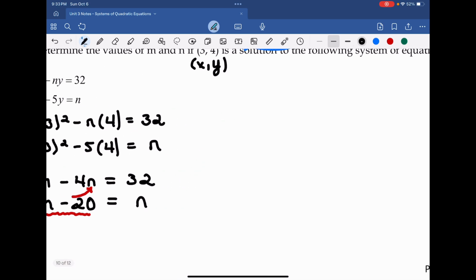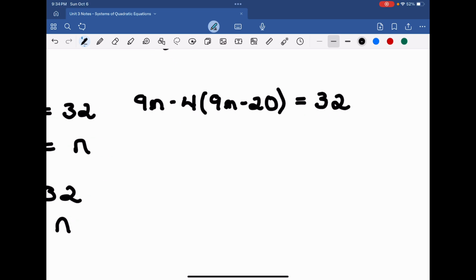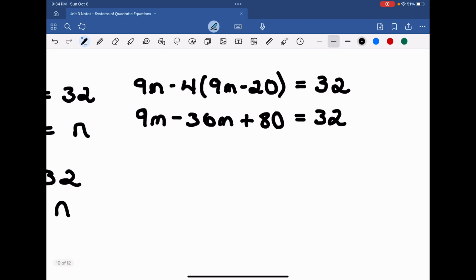We're going to continue by doing this. It's going to be 9m and then minus 4n, but instead of n, we're going to plug in 9m minus 20, and then this is all equal to the 32 from the original equation. Awesome. Now I'm going to expand this. This is 9m. 9 times 4 gives us negative 36m. 4 times 20, both negative, gives us positive 80, which is equal to 32.